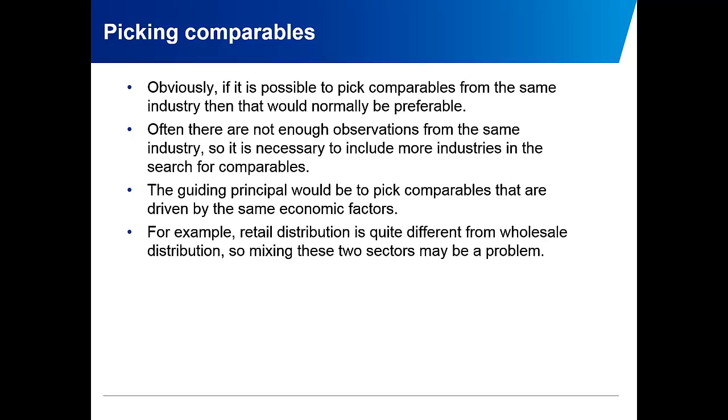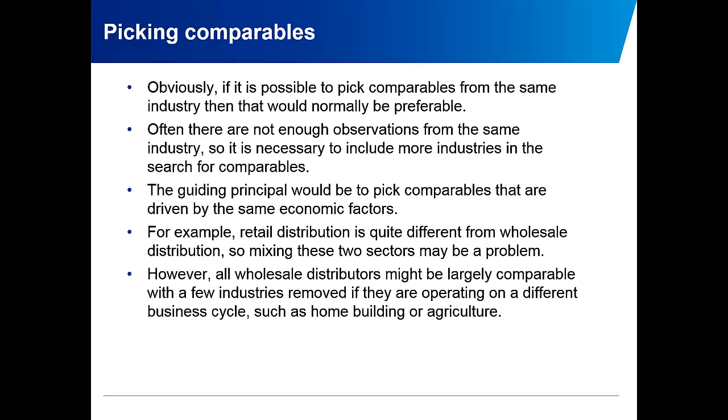But let's talk about some of the things that might not be so comparable. Retail distribution is actually quite different from wholesale distribution, so mixing these two sectors may be a bit of a problem. Retailers tend to have a lot of space, they've got to put things up on shelves and make it available to the public, whereas wholesalers tend to have a warehouse and they're just going to ship the product out to the retailers, and it's a much different business model. However, pretty much all wholesale distributors might be largely comparable, with a few industries that you might want to remove because they might be operating on a different business cycle, such as home building or agriculture. So one could think about having relatively large sets where the comparability factor is at a very high level, wholesale distribution.